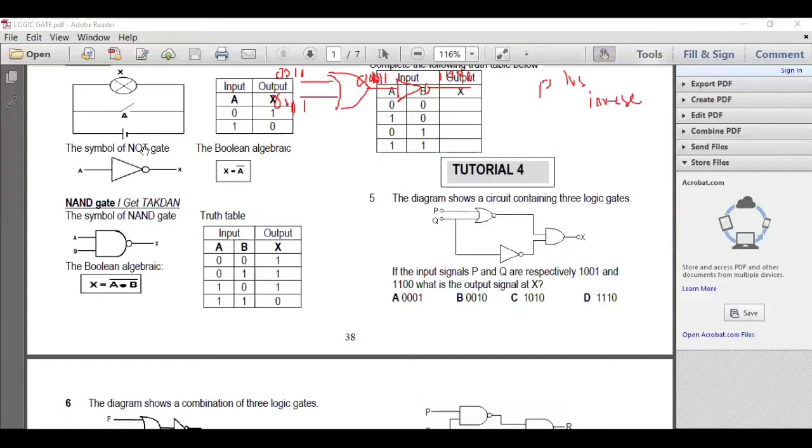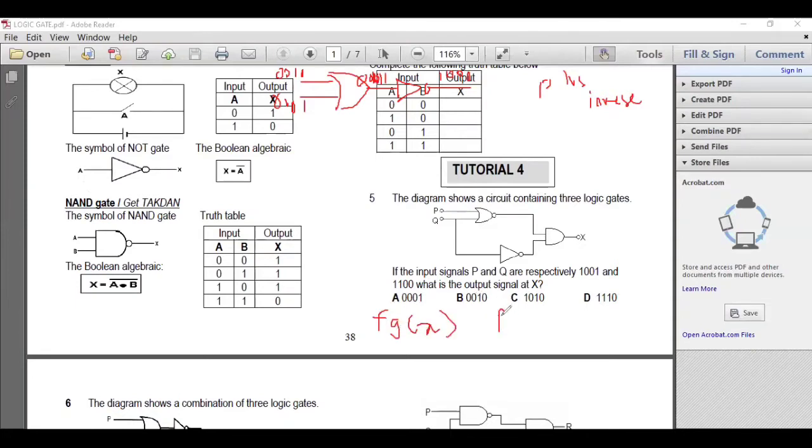Okay, so what you do in a NAND gate is take the AND gate and put it inside the NOT gate. It's like when you do a composite function, FG of x.